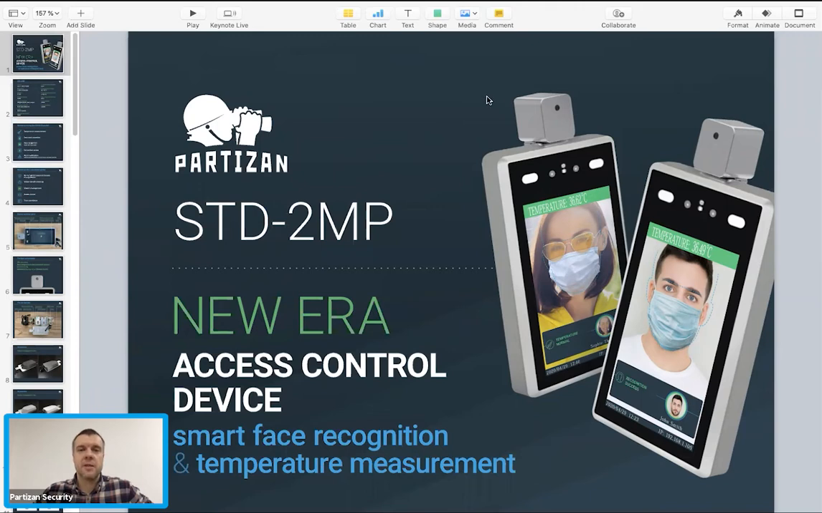Now we're going to start today's webinar about an access control device, which can help you measure the temperature and recognize faces. I will tell you what this device is, what the main features and advantages are, and the differences between our competitors and us. Finally, we will go through some important sales points, how to push it to the market, how to introduce it to your customers, and who the best customers for this device are. So all that we will discuss today.